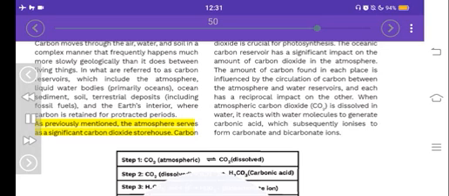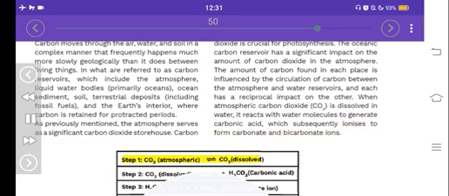As previously mentioned, the atmosphere serves as a significant carbon dioxide storehouse. Carbon dioxide is crucial for photosynthesis. The oceanic carbon reservoir has a significant impact on the amount of carbon dioxide in the atmosphere. The amount of carbon found in each place is influenced by the circulation of carbon between the atmosphere and water reservoirs, and each has a reciprocal impact on the other. When atmospheric carbon dioxide, CO2, is dissolved in water, it reacts with water molecules to generate carbonic acid, which subsequently ionizes to form carbonate and bicarbonate ions.